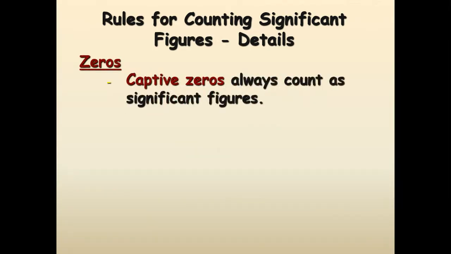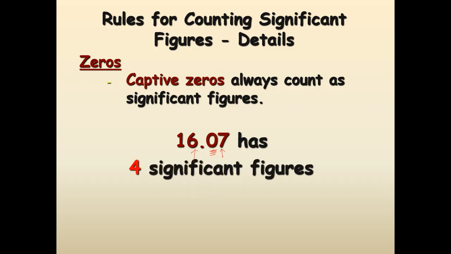What are the next zeros? Captive zeros. A captive zero is when a zero is in between two other significant digits. So for instance, 16.07: this zero here is captured. It's between this significant digit, a non-zero, and this significant digit, a non-zero. So the value of 16.07 grams has 4 significant digits, or 4 significant figures.